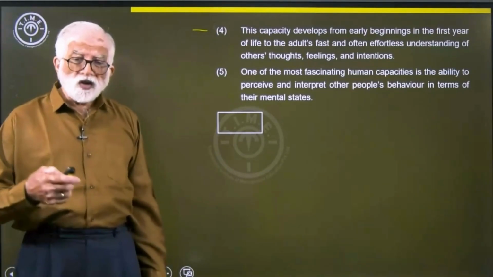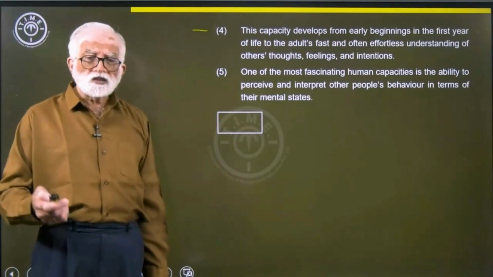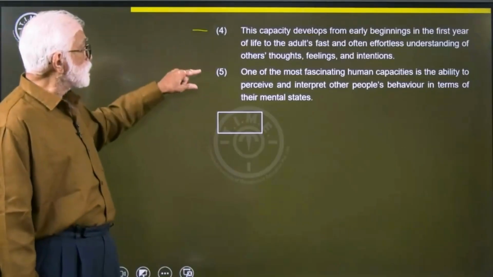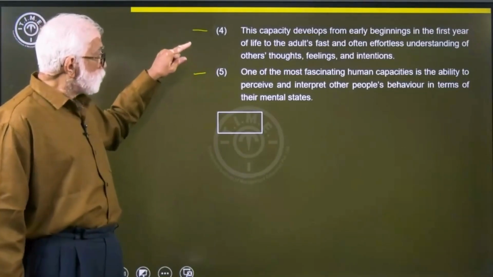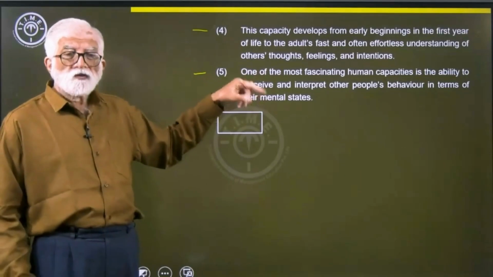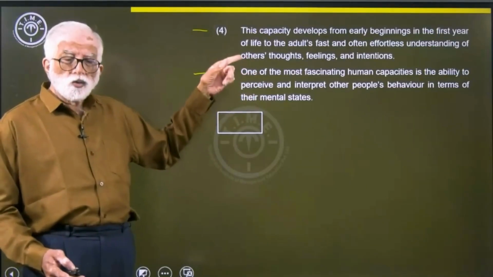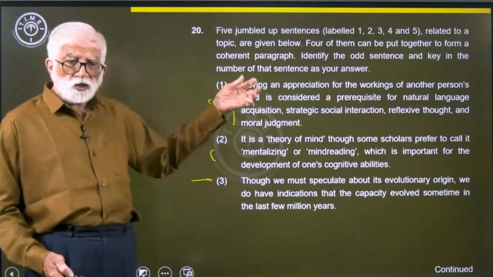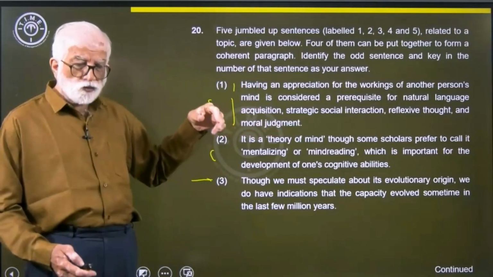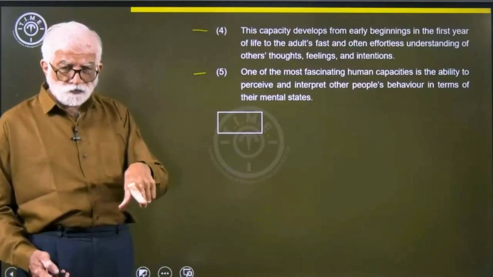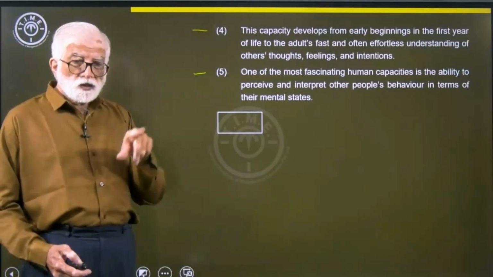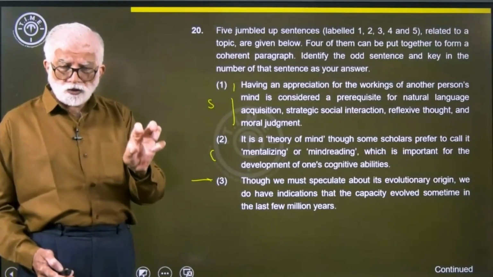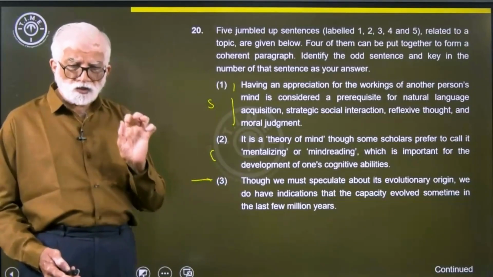Now, one of the most fascinating human capacities is the ability to perceive and interpret other people's behavior in terms of their mental states, right? So there's a capacity as well. So 5 talks about a capacity, 4 talks about that capacity, 3 also talks about that capacity, isn't it? That means 3 talks about when the capacity evolved. So 4 would introduce a capacity, right? Then 3 would talk about it does have evolutionary origin, but the capacity evolved sometime in the last few years.